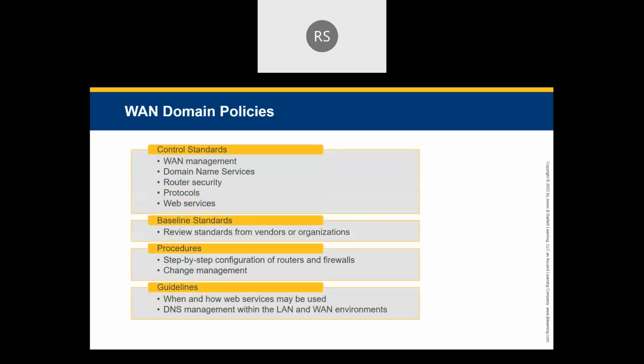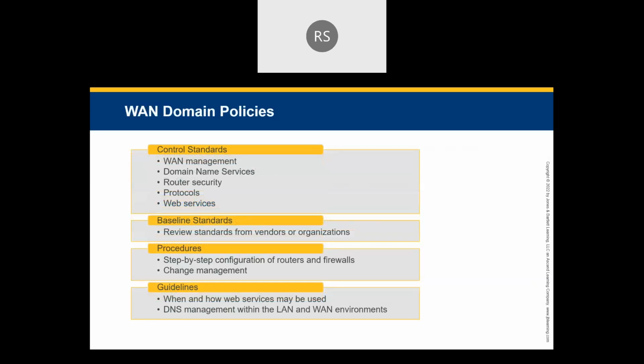Now, the wide area network domain covers the network infrastructure and protocols that enable connectivity between the different sites and remote locations of an organization. So it's important to establish policies that govern the WAN domain to ensure there's secure and reliable communication across the network. The control standards for the WAN domain focus on areas such as WAN management, domain name services, router security, protocols, and web services. So these standards define the requirements and practices for managing and securing the WAN infrastructure.